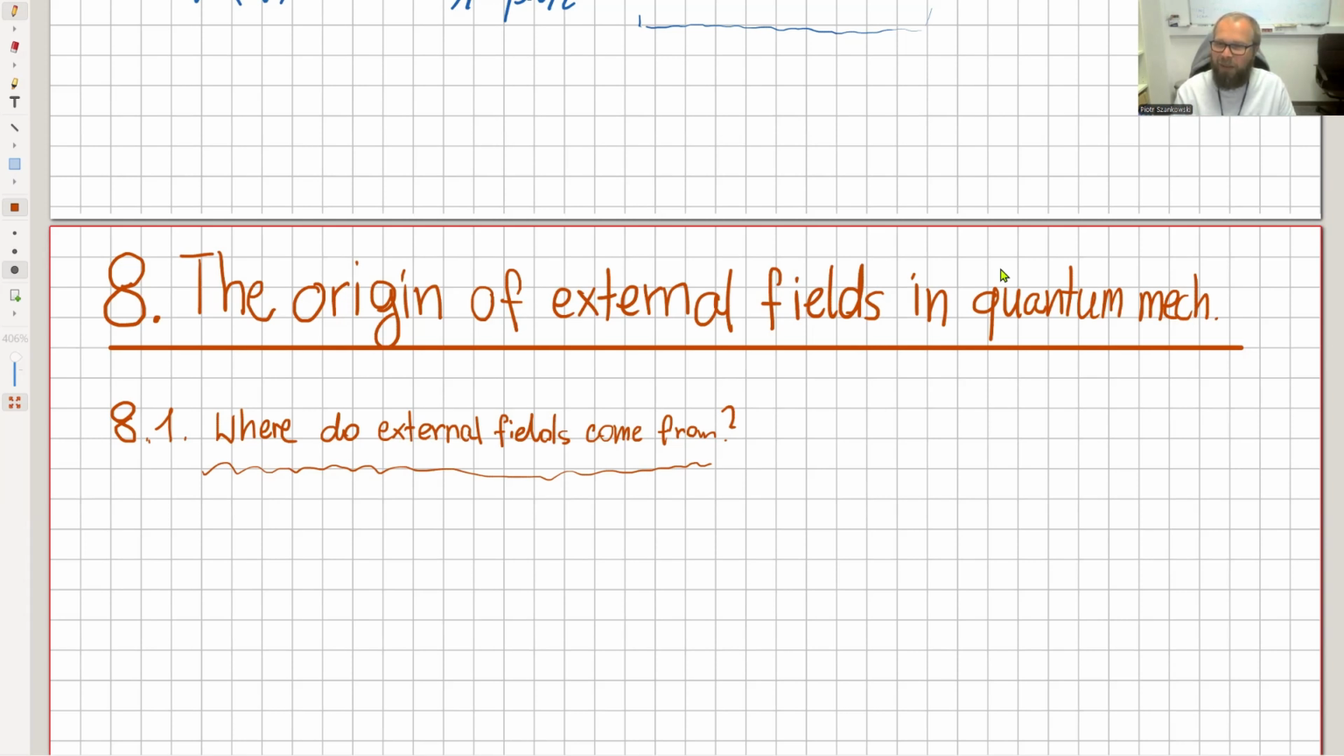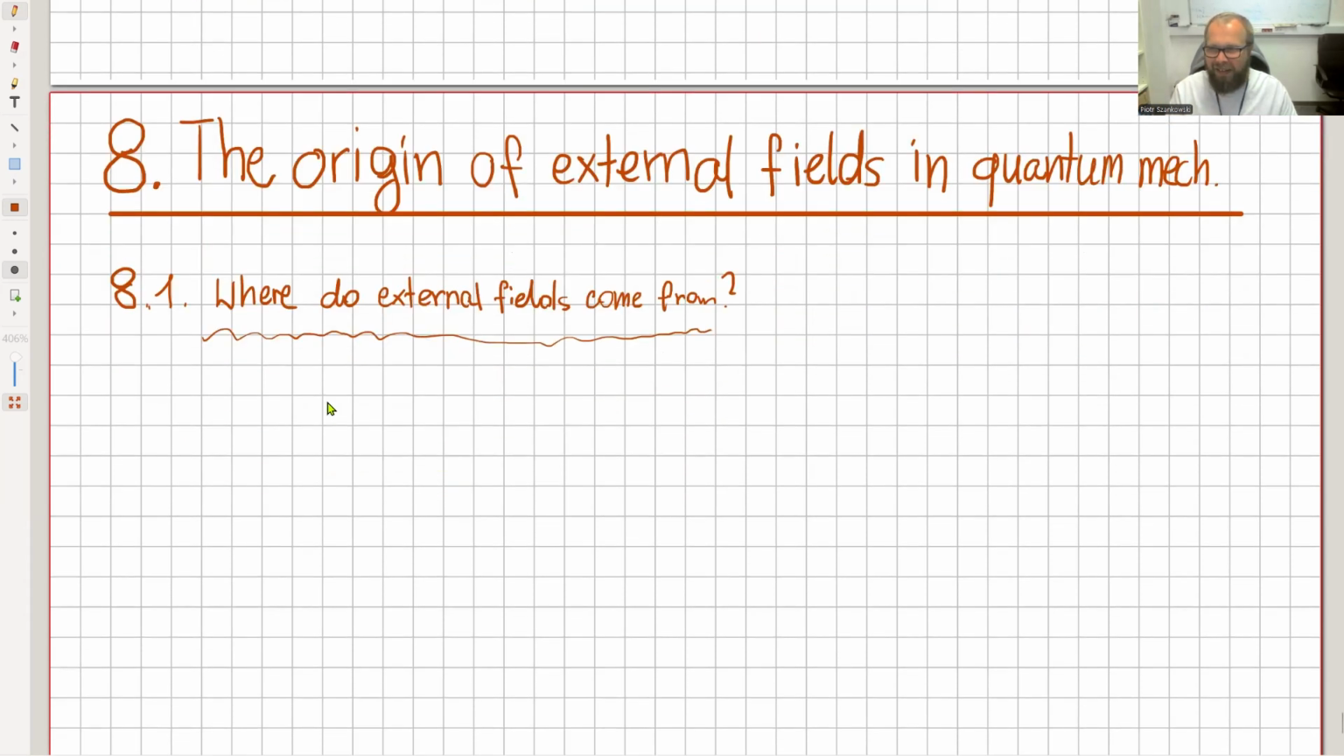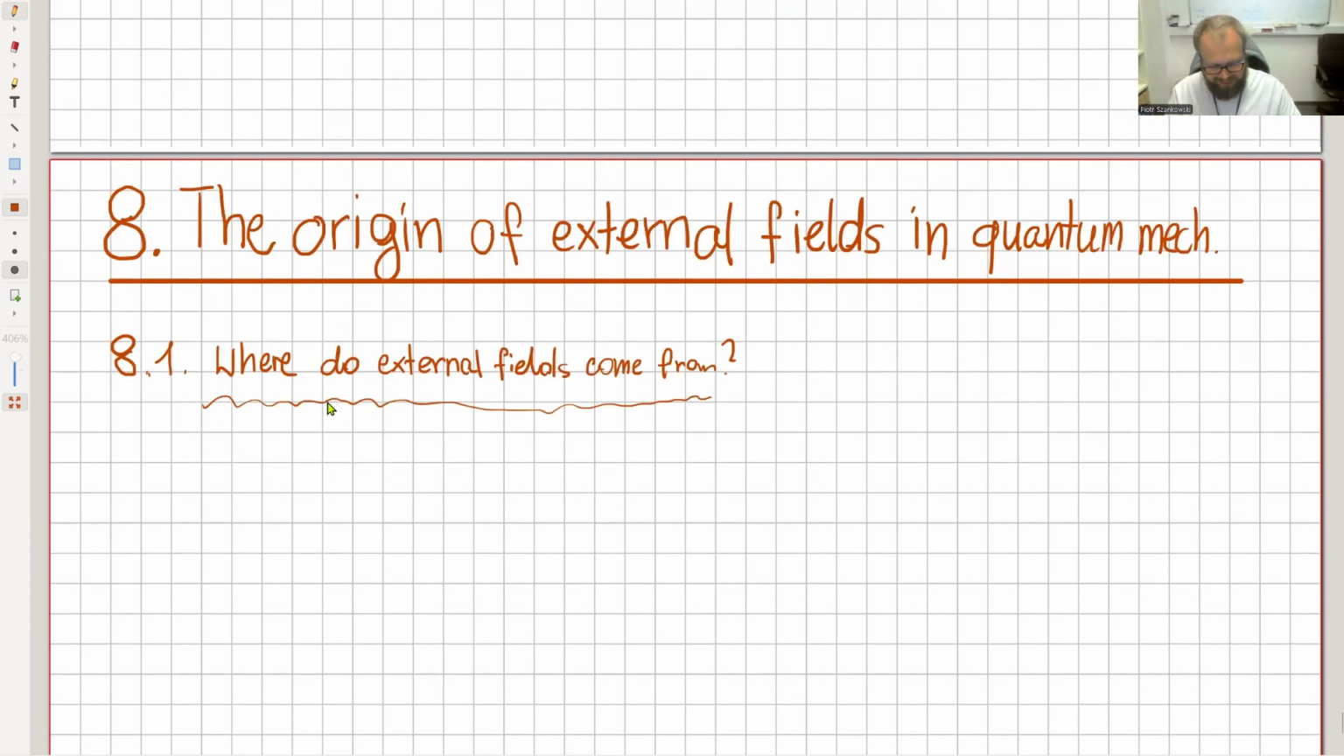But today we'll be talking about something lighter, less technical, hopefully. As you can see from the title, this is chapter 8 from the script: the origin of external fields in quantum mechanics. What do I mean by external fields here? Let me start with a simpler scenario.